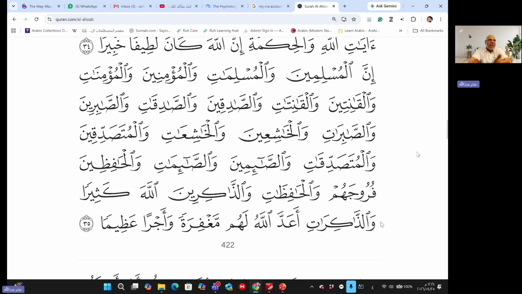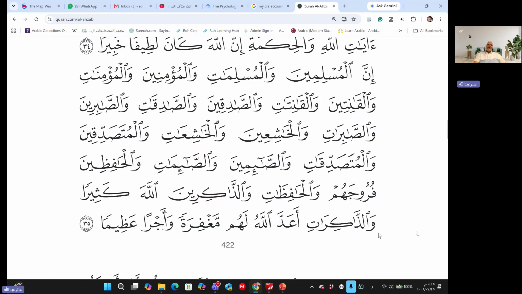Why is that? Because this is still accusative, because wa means and. So whatever comes after and will have the same case as what is before and. And the marker for the accusative for the female sound plural is a kasra. No fathas. No fathas are used in any way with the female plural. So it is either a dhamma if it is nominative, or a kasra otherwise. So say muslimati, mu'minati, qanitati, sadiqati, sabirati, khashi'ati, mutasaddiqati, sa'imati, hafidhati, dhakirati.